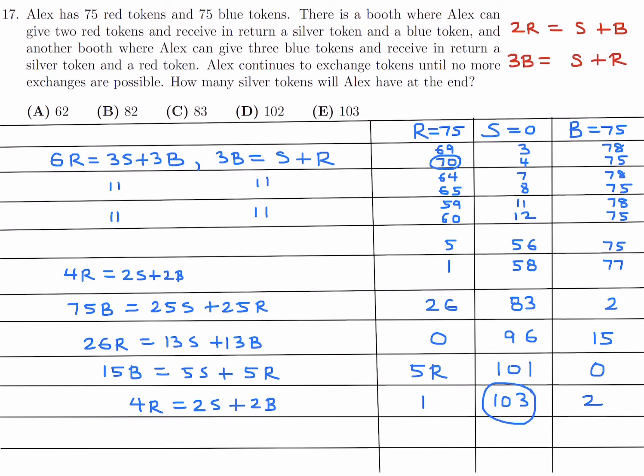Well, how many silvers did I get? 103. So after this big, long, exhaustive process, we got the answer of 103, which is choice E for number 17. If you have a faster way of doing it, by all means, there's nothing wrong with that.